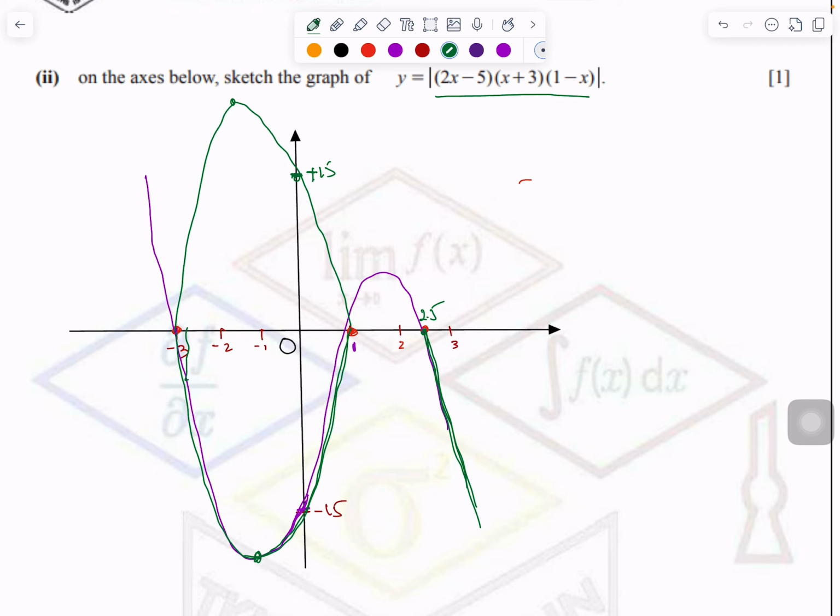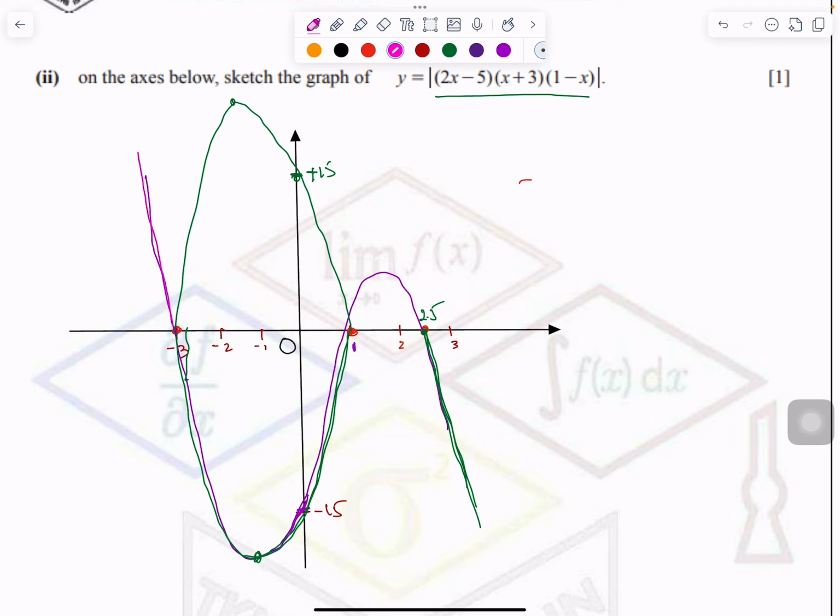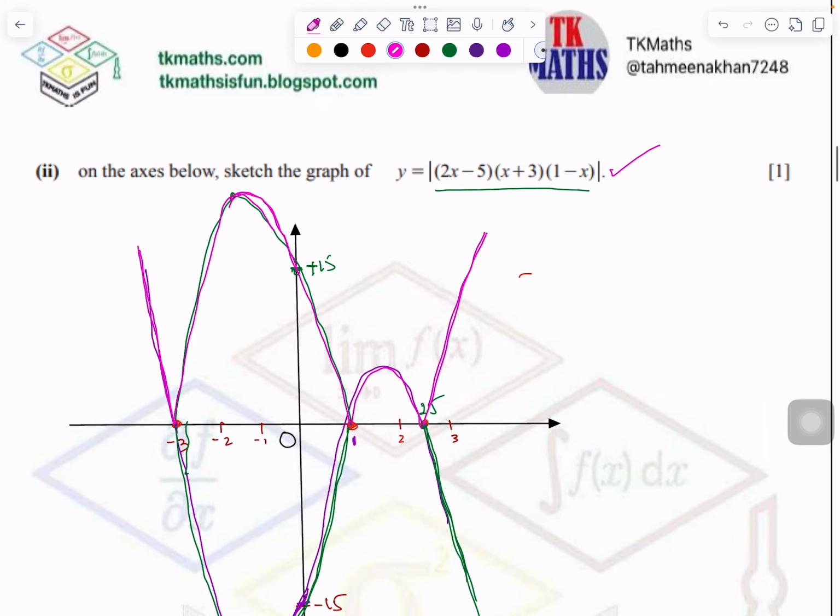Let me use some other color. Pink is better. So the final shape of the graph will be this part which is reflected in the, I need to make it a little symmetrical. This one is already above the x-axis, and this part of the curve which is below the x-axis will be reflected here like this. So your final shape of the graph for this part of the question will be this pink part. So you will erase this bottom part from here. So your final shape of the curve is this.